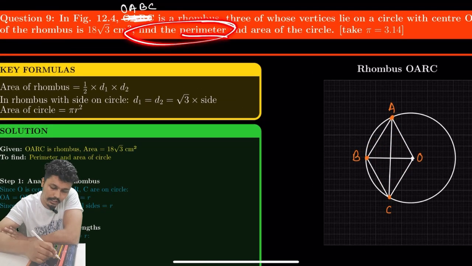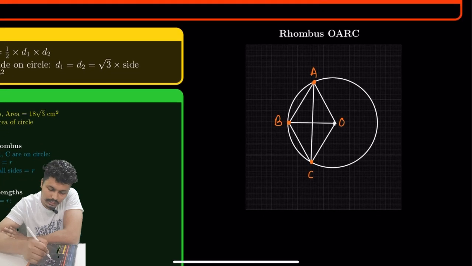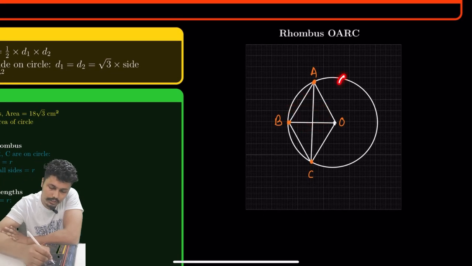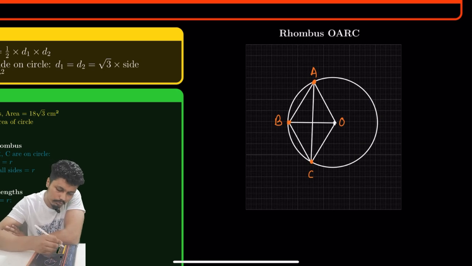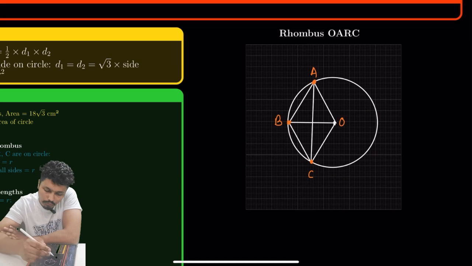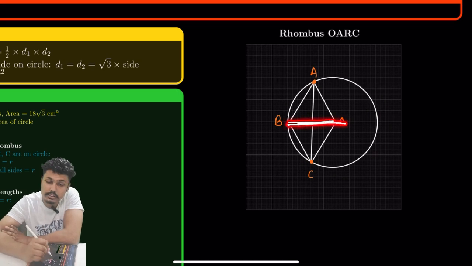Find the perimeter and the area of a circle. The area of this rhombus is given, so I need to find the perimeter and the area. It's easy. The question is asking us to find the perimeter and area of this circle. The first step is to find the radius of the circle.